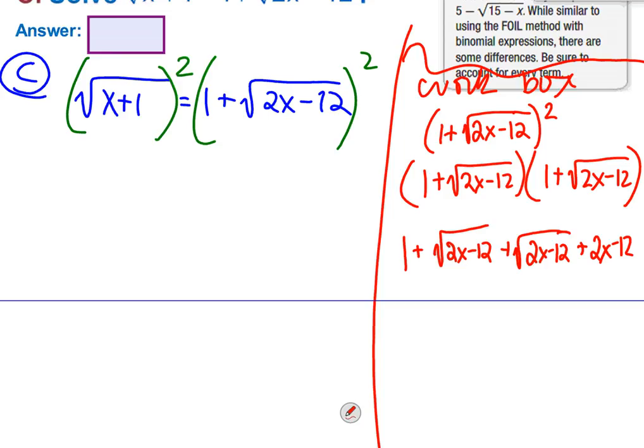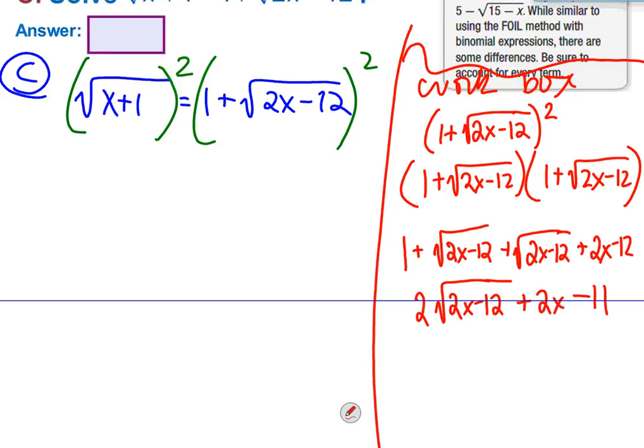Just like when I do those in my head, I'm going to have 2 of this middle term, and I can combine some other things. So I'm actually going to write this one first. I'm going to have 2 square roots of 2x minus 12, and then I'm going to have plus 2x, because that's just right there. And then I have the positive 1 and the minus 12. That's going to be minus 11.